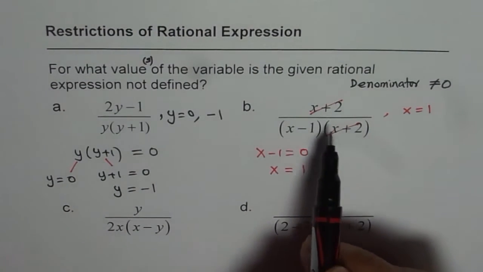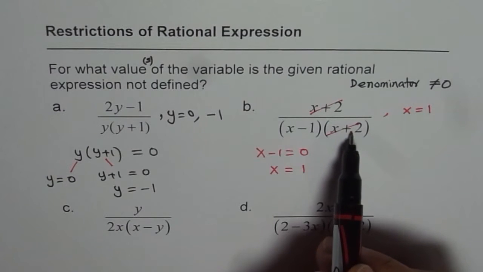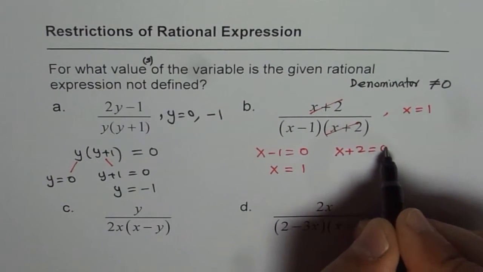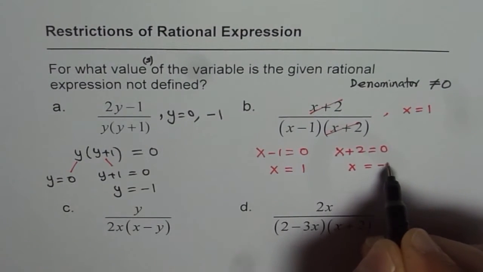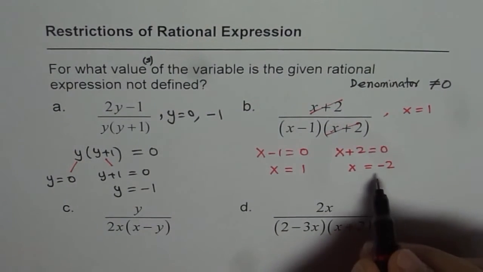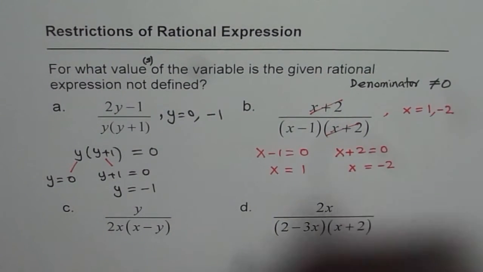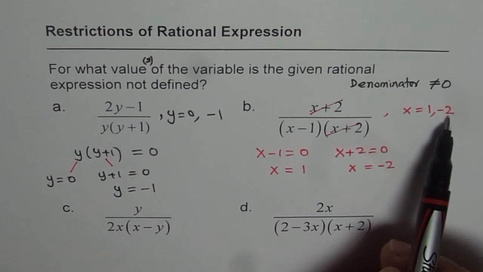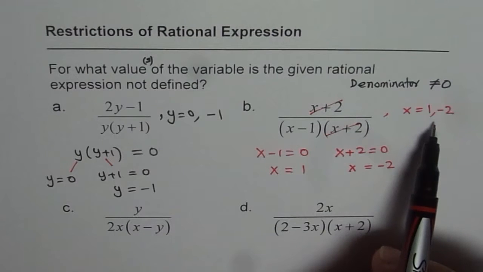Well, initially the question also had x plus 2. So don't forget to also equate x plus 2 equal to 0 and find the second restriction, which is x equal to minus 2. So there are two restrictions here. Even if you can cancel it, restrictions remain. That is very important to understand.